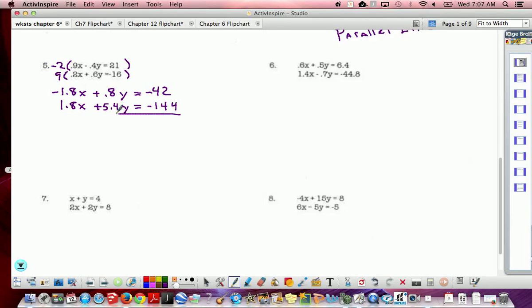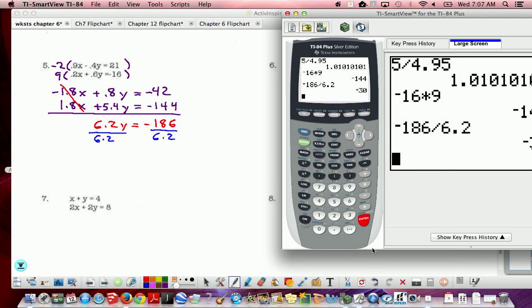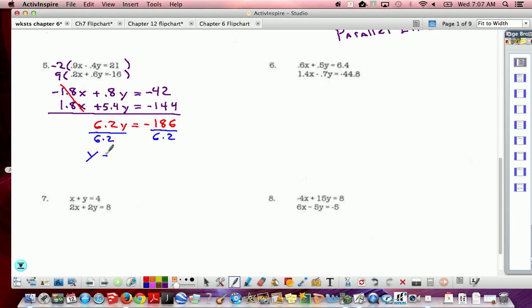All right, now let's combine like terms. Switch colors here, x's cross out, 0.8, 5.4 makes 6.2y equals, add these together, negative 186. Now, just need to divide by 6.2, divide by 6.2. So, I got my calculator here, negative 186 divided by 6.2, and I get negative 30. So y equals negative 30. Plug it back in and solve for x.